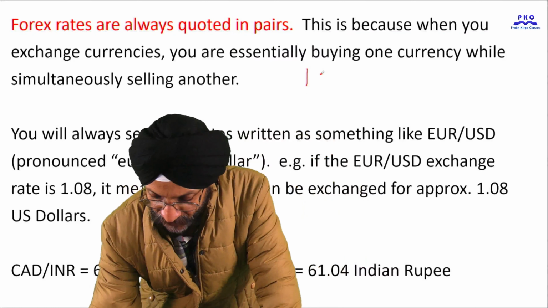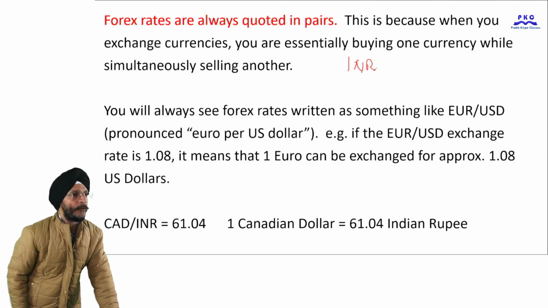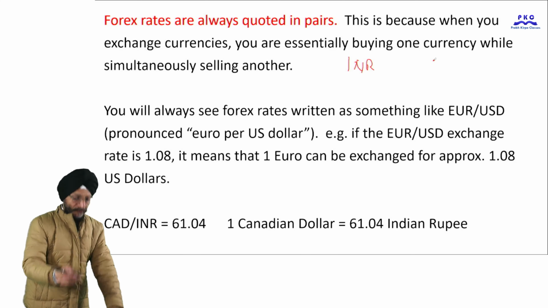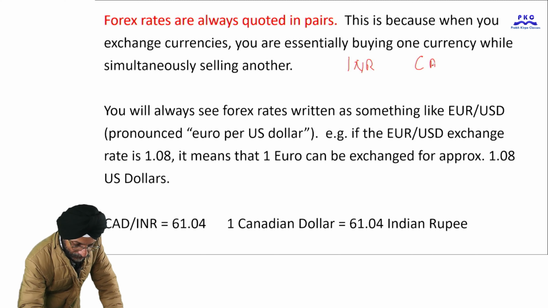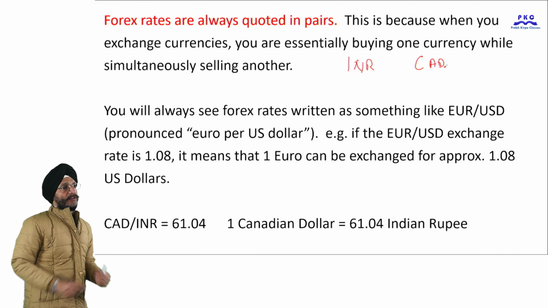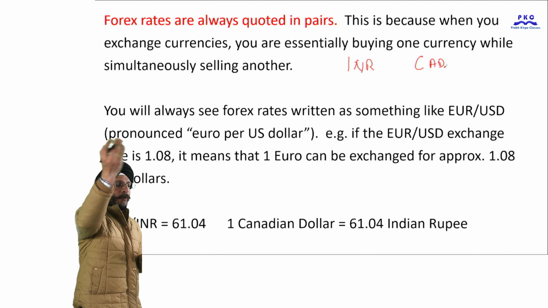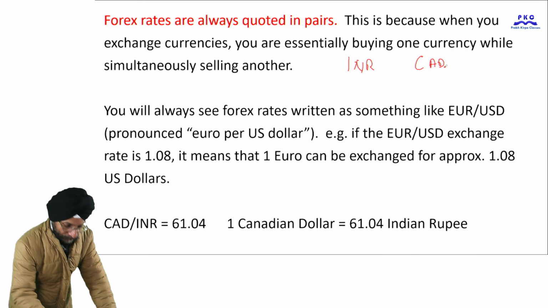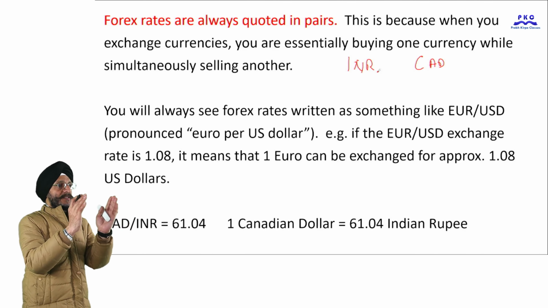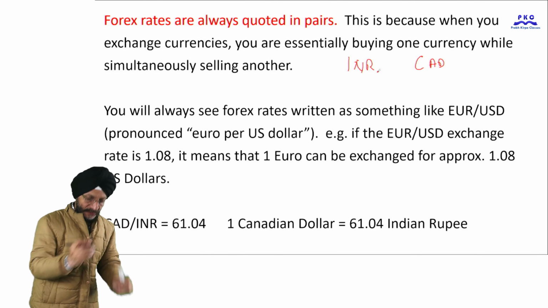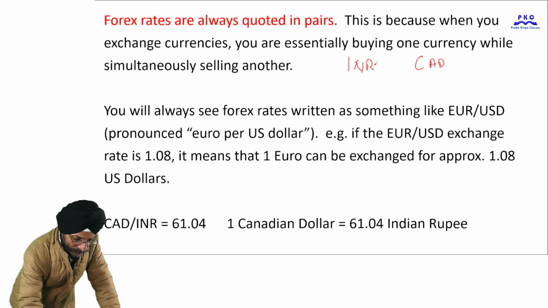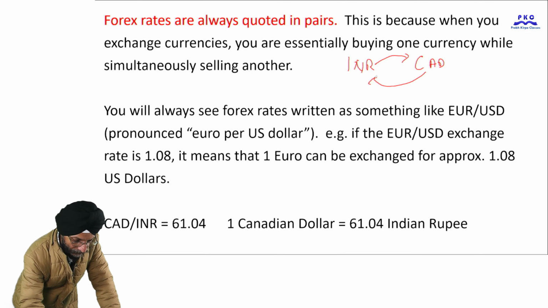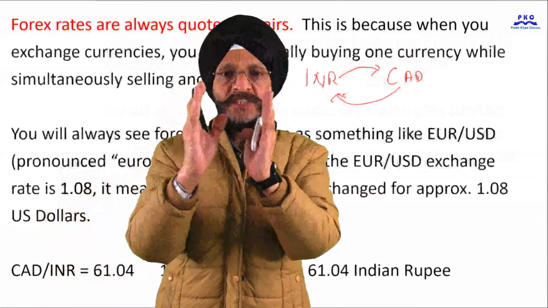For example, we are living in India, we have Indian rupee, and we want to visit Canada, where the currency is Canadian dollar, or we want to import certain goods from Canada. So here, what two currencies are involved? It is Indian rupee we are selling, and Canadian dollar we are buying. So here two currencies are involved.